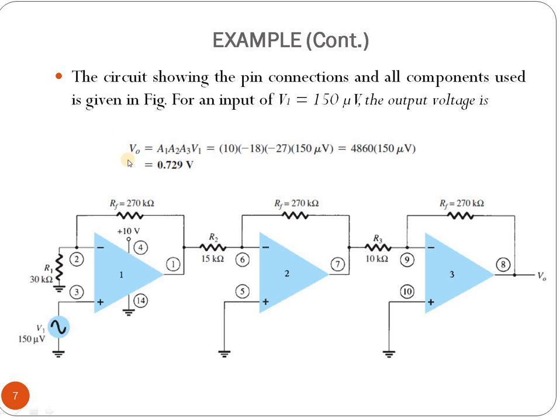So we can calculate V0 = A1 × A2 × A3 × V1, where the input voltage V1 is 150 microvolt. Finally the output voltage is 0.729 volt, and we can draw this circuit with V0 also. I can put the value here, and we must show the connection diagram with the input resistance and also the feedback resistor.